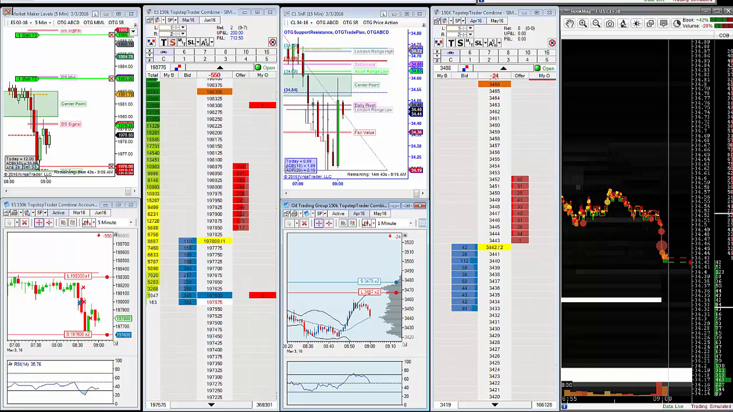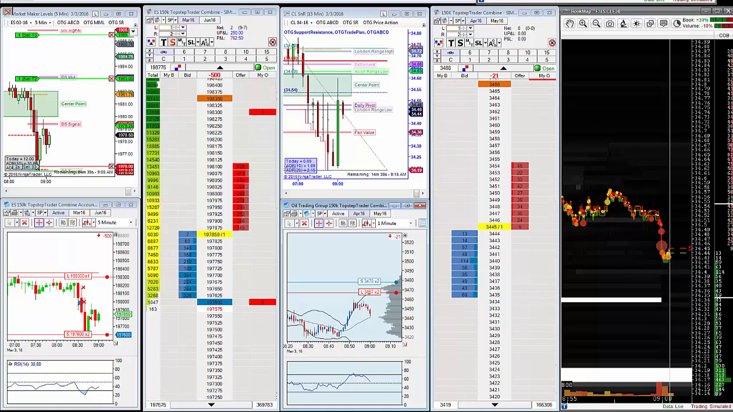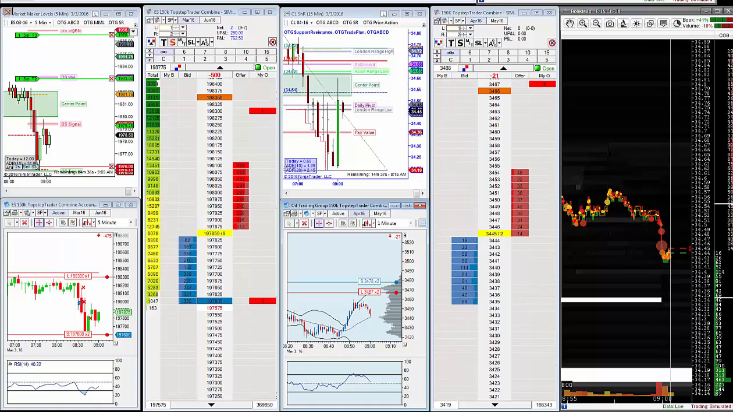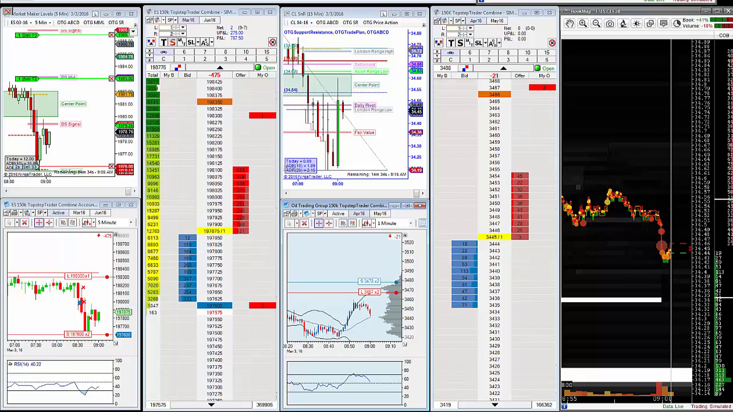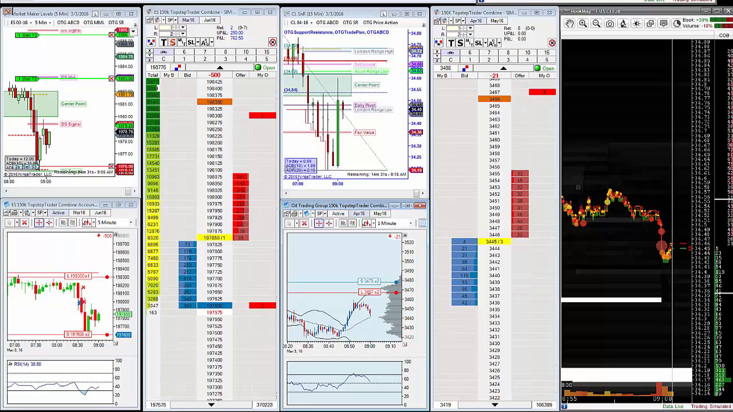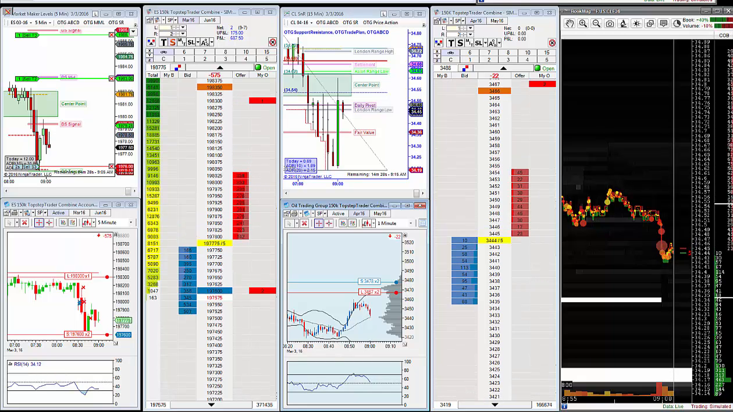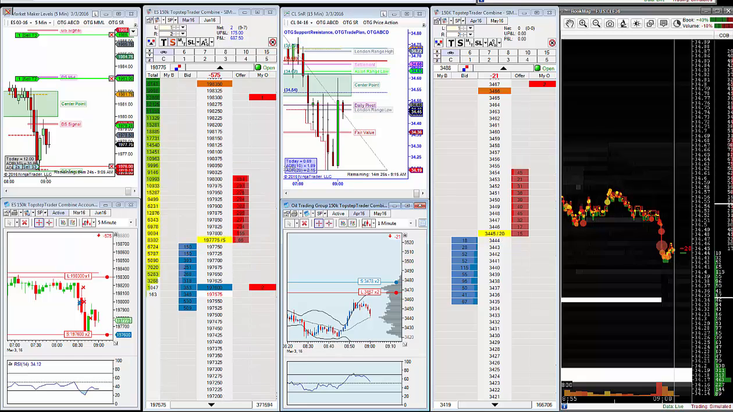CL's trying to fail as well. Come on, get up through. I think we're going to make it to 1981. If we make it to 1981 and can't get through it, we'll begin to start protecting again. There's 1979.75. We've been as high as that. You've got liquidity at 81.75 and 82.